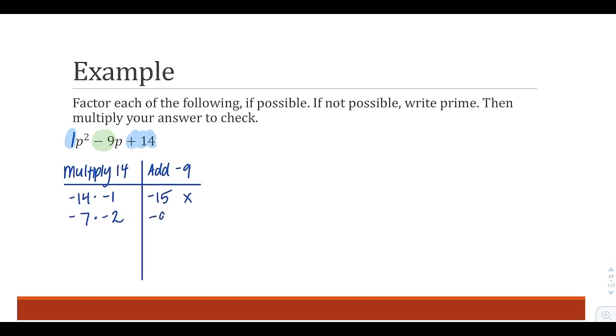So we do end up with negative 9 when we add those together. So those are our two values. We have negative 7 and negative 2 that we'll use to rewrite the middle term. So here I rewrote the problem. We're going to split up negative 9p into negative 7p minus 2p.